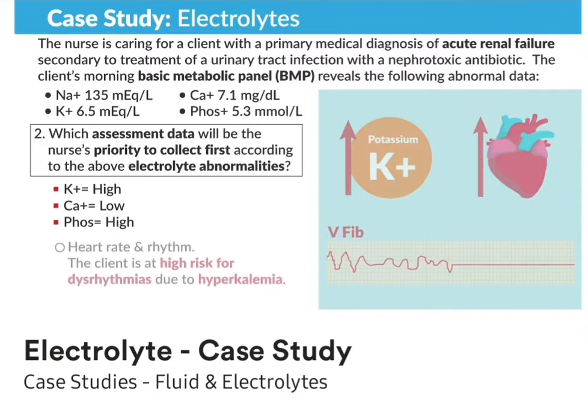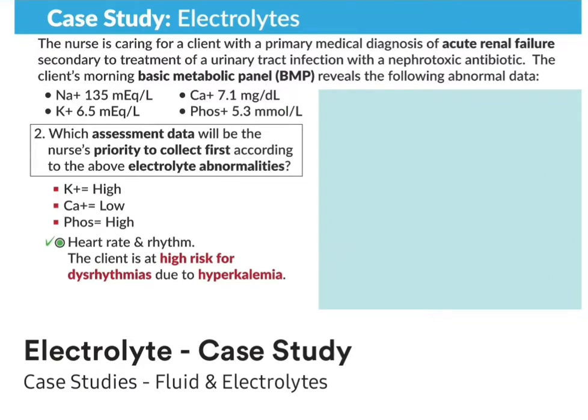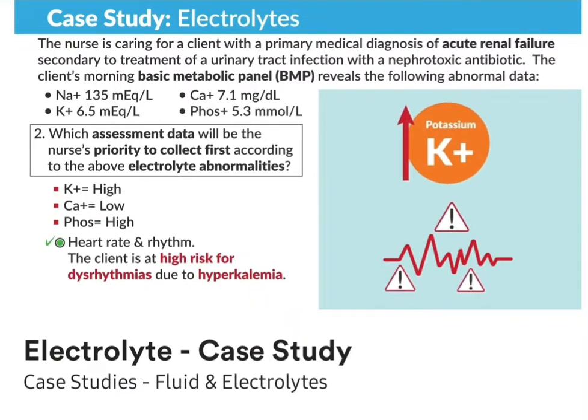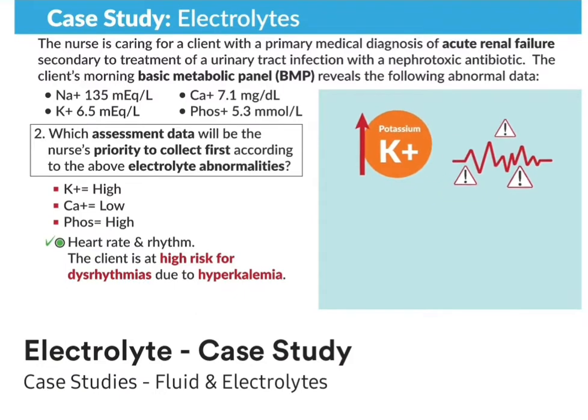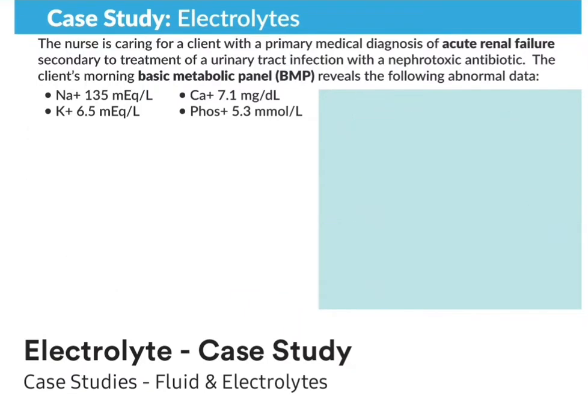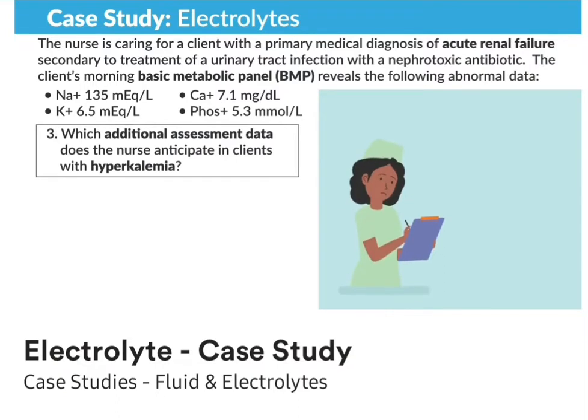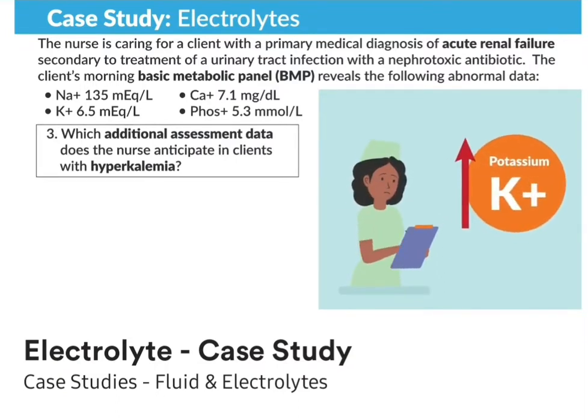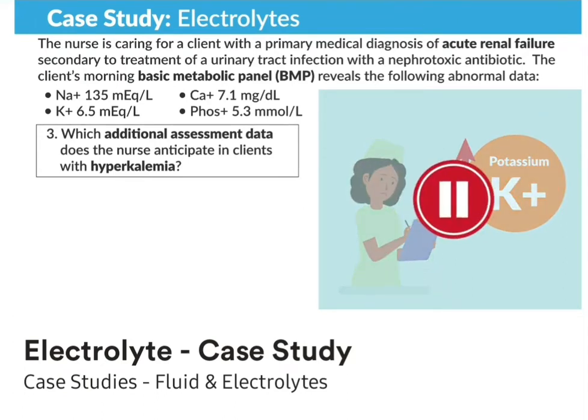Very deadly. So the answer is a heart rate and rhythm to collect. The client is at a high risk for dysrhythmias due to that hyperkalemia, that high potassium. So once again, just remember the 3 P's of potassium. This is high potassium, which means high pumps of the heart. Now moving on to question 3. Which additional assessment data does the nurse anticipate in the client with hyperkalemia? So once again, pause the screen and try your best to answer this question.